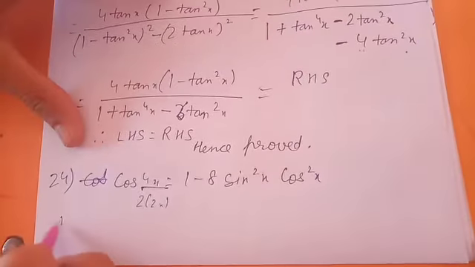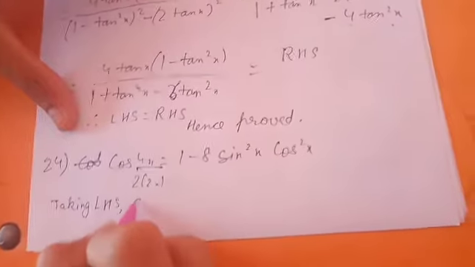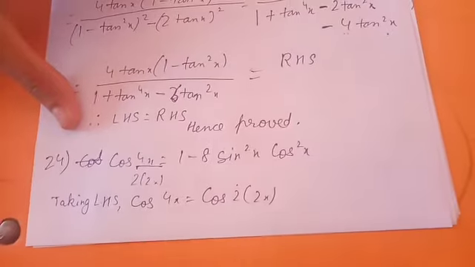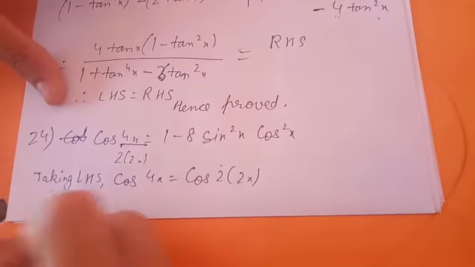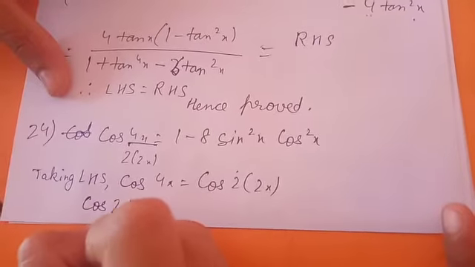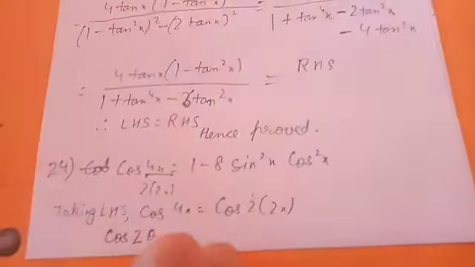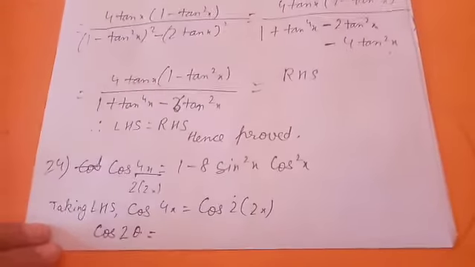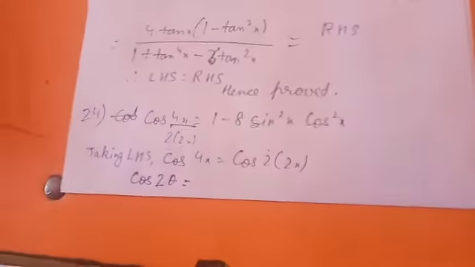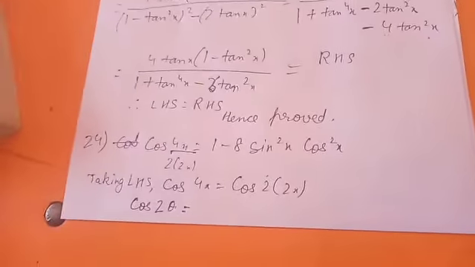So taking left hand side, cos of 4x is equal to cos of 2 into 2x. Again we use the formula of cos 2 theta. Now cos 2 theta is equal to, now there are 4 formulas. Which one formula will you choose?